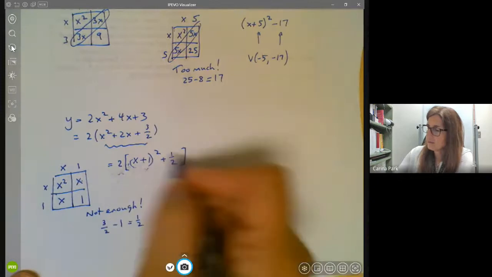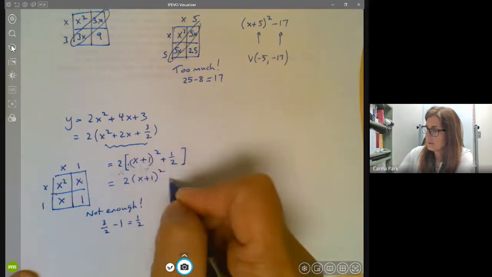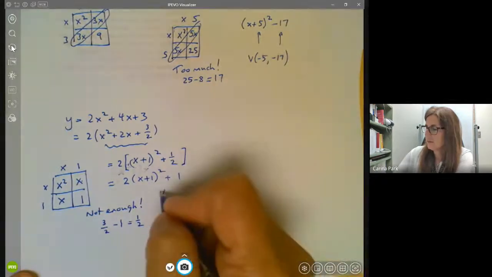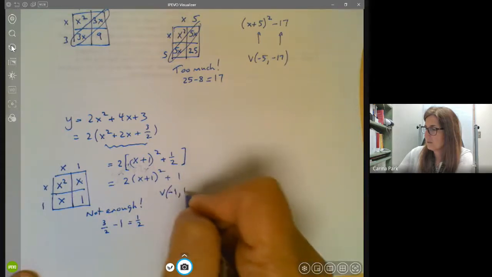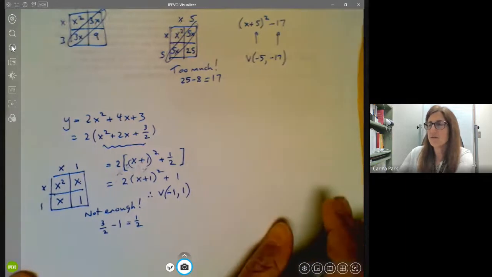And now I can multiply the 2 back in. And I've got my vertex form. And my vertex is -1, 1. Okay, and that's how you complete the square with area model.